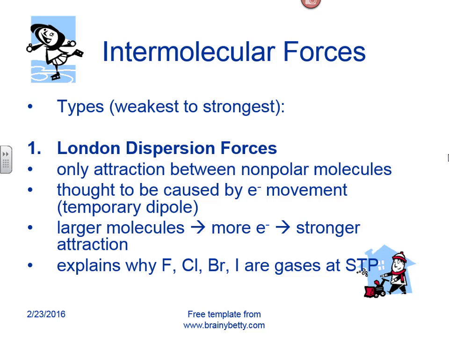We can use this idea to explain why fluorine, chlorine, bromine, and iodine are gases at standard temperature and pressure. All of those are diatomic elements, which means when you find them in nature, you find them in pairs. So it'd be F2, Cl2, Br2, and I2. We should know from yesterday that things like Cl2 are nonpolar.